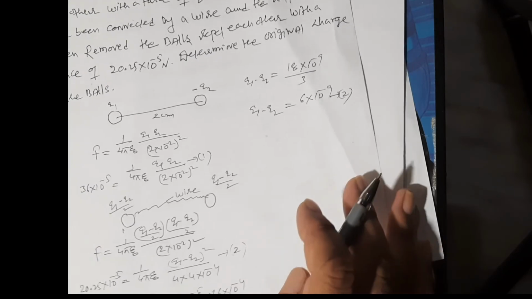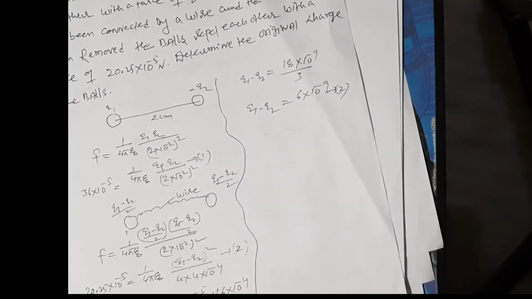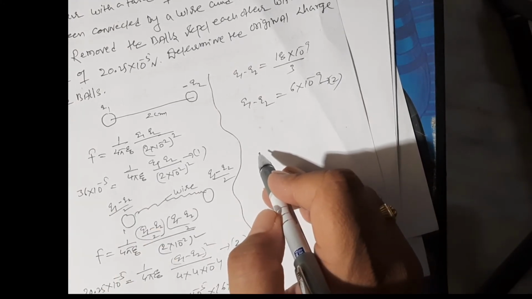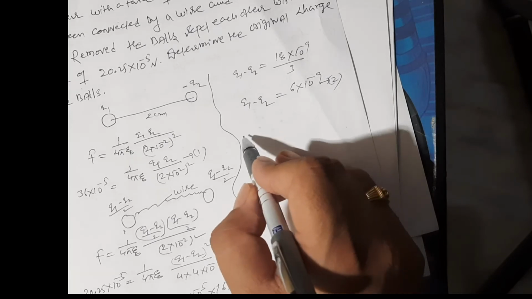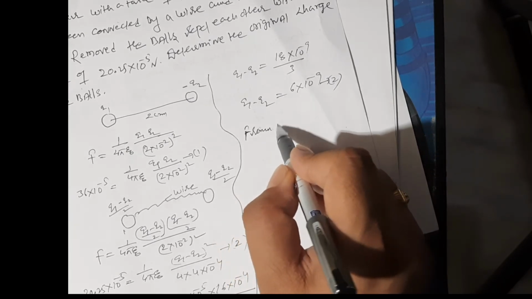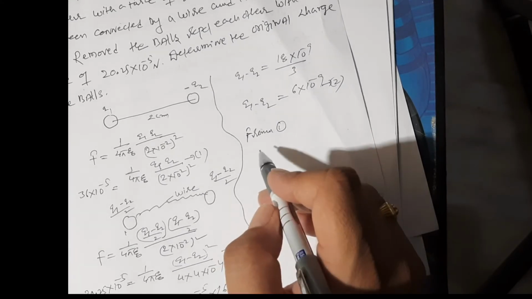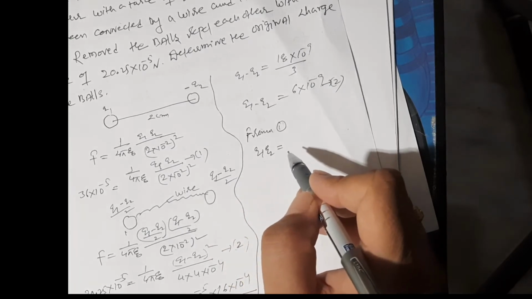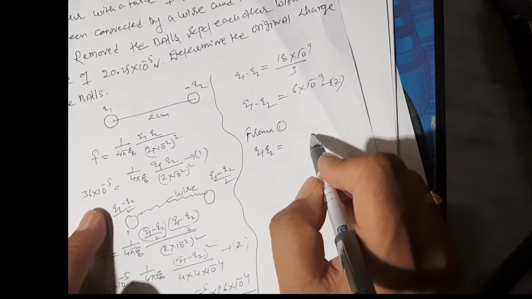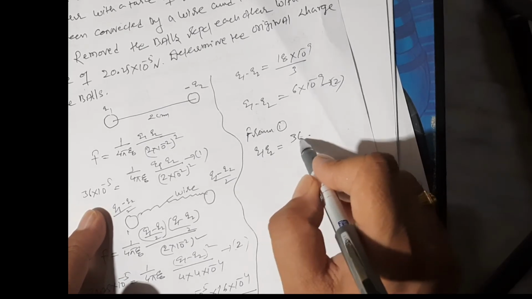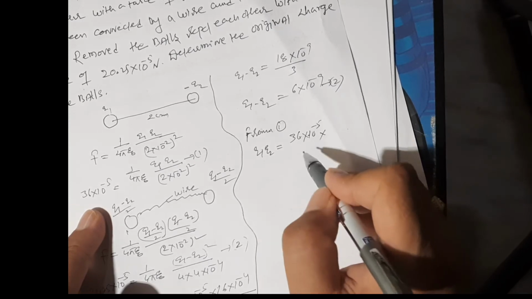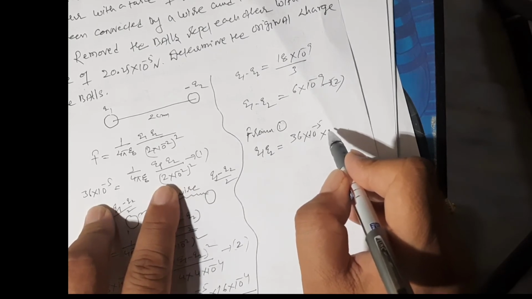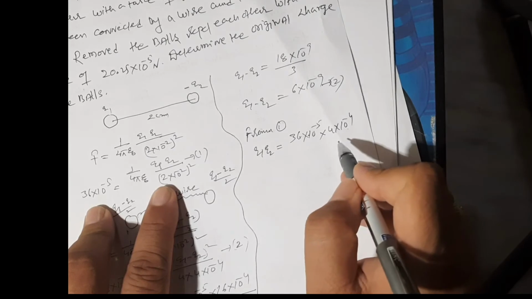Right. Here, from 1, what we write for q1 q2, from 1, so q1 q2 is equal to 36 into 10 to the power of minus 5 into 2 whole square, 4 into 10 to the power of 4 into 10 to the power of minus 4, 4 into 10 to the power of minus 4.